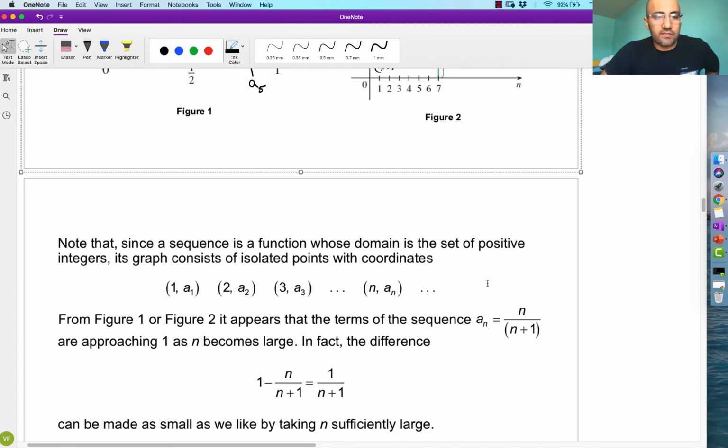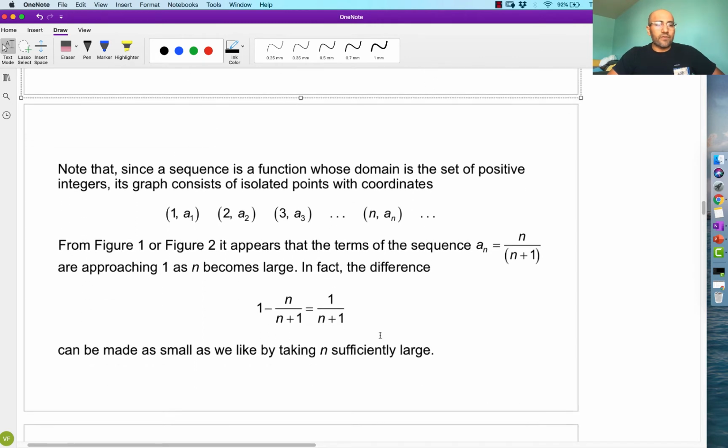Okay, note that since the sequence is a function whose domain is the set of positive integers, its graph consists of isolated points of coordinates (1, a sub 1), (2, a sub 2), and so on and so forth. Okay, we've already seen that. From figure 1 or figure 2, it appears that the terms of the sequence a sub n equals n over n plus 1 approach 1 as n becomes large. In fact, if we subtract, the difference 1 minus n over n plus 1 gives us 1 over n plus 1, right?